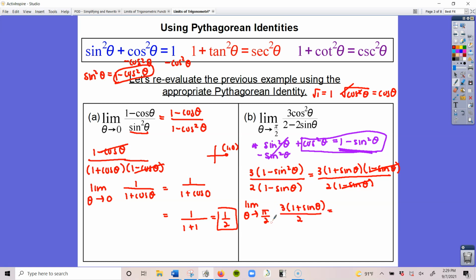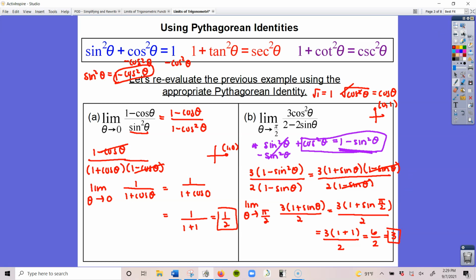Now let's plug in the pi over 2. So 3 times 1 plus sine of pi over 2 all over 2. Again, looking at our unit circle, we have 3, 1 plus the sine of pi over 2, that's up here. That's the coordinate 0, 1. So the sine is 1, all over 2. This is 3 times 2, which is 6, and 6 divided by 2 is 3.